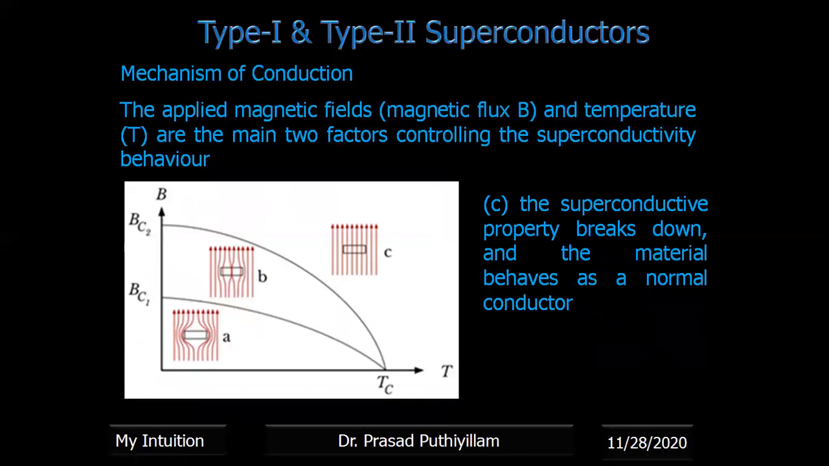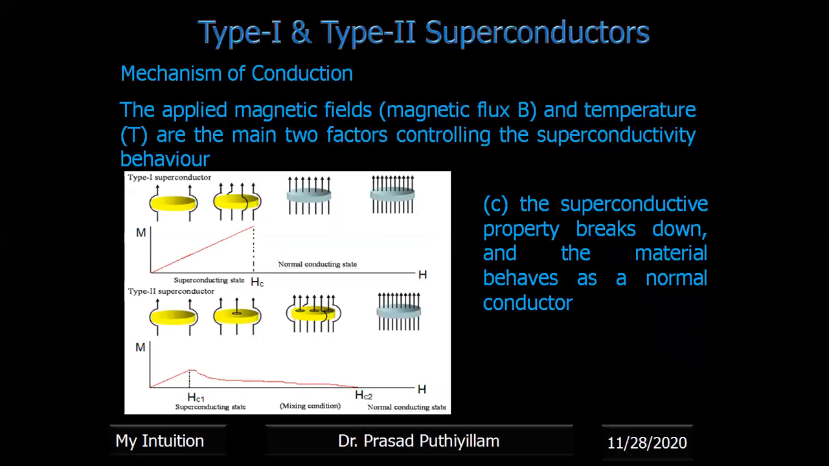C represents the non-superconducting nature. That means above a particular magnetic flux, the material will not show superconductivity. Both type 1 and type 2 will lose their superconductivity. If I represent it with the M-H diagram, we can say that the normal conducting state is reached for the type 2 conductor also.